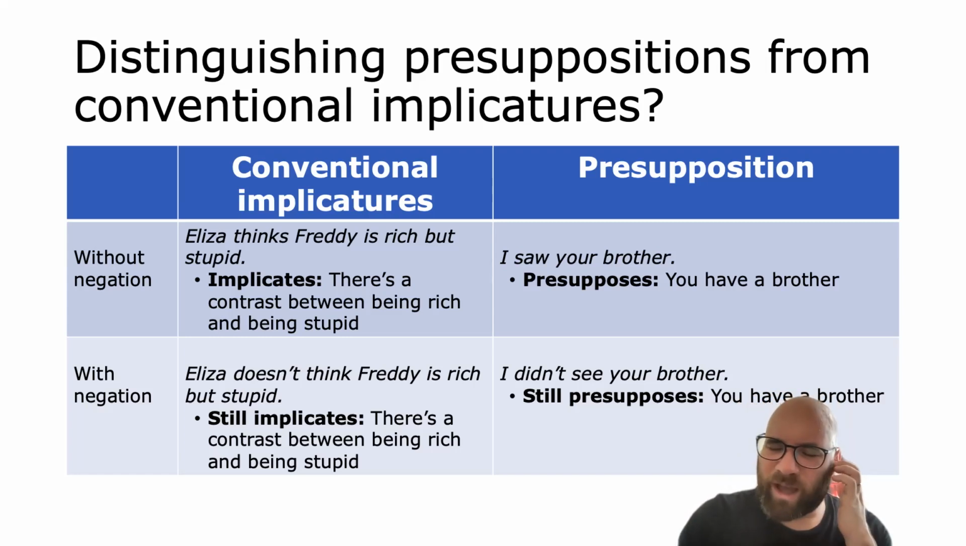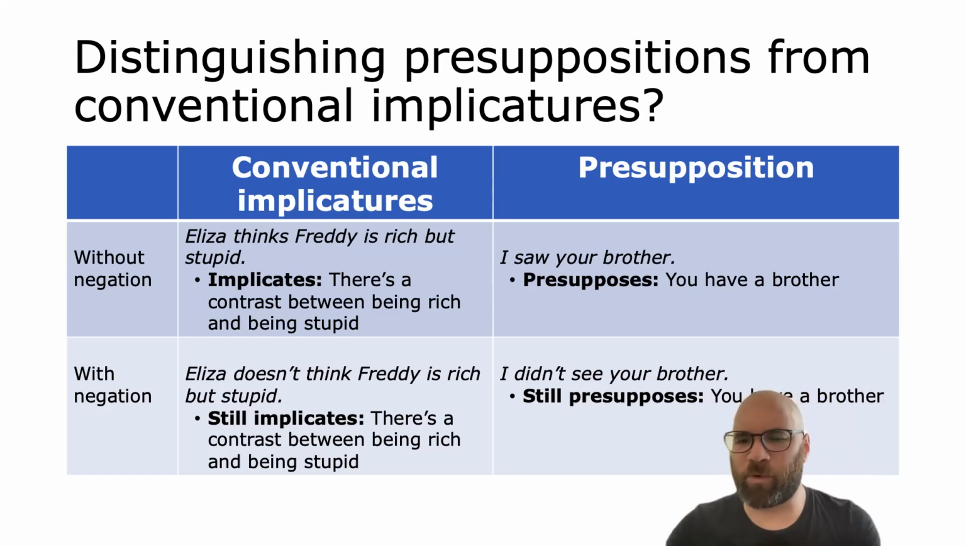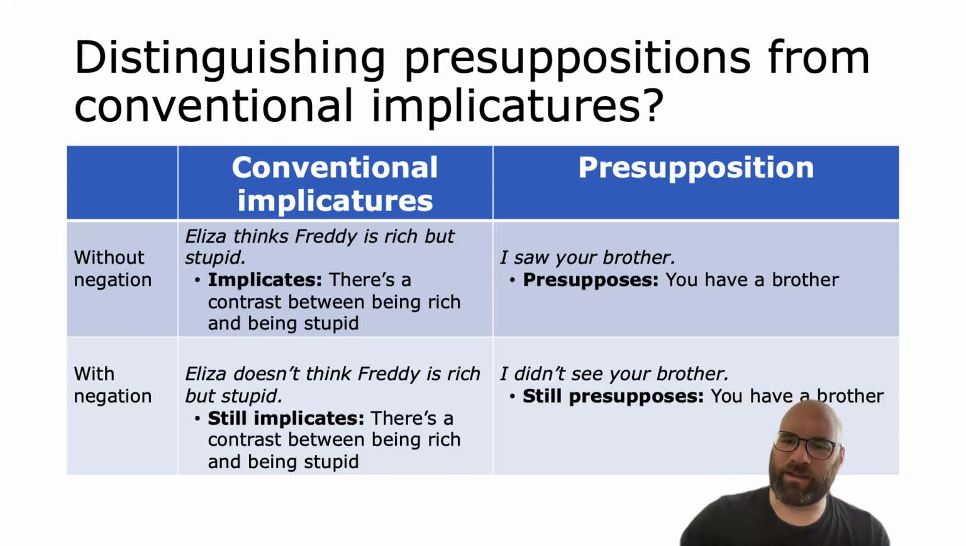I probably would not say this sentence to mean something like Eliza thinks Freddie is rich and Eliza thinks Freddie is stupid, but she doesn't think those are in contrast. She thinks being rich and stupid are both bad or something. If that were the situation, it would be very weird for me to say "Eliza doesn't think Freddie is rich but stupid." So it seems like both presuppositions and conventional implicatures have this property that they aren't affected by negation in the sentence. So is it the case that presuppositions are just another kind of conventional implicature?